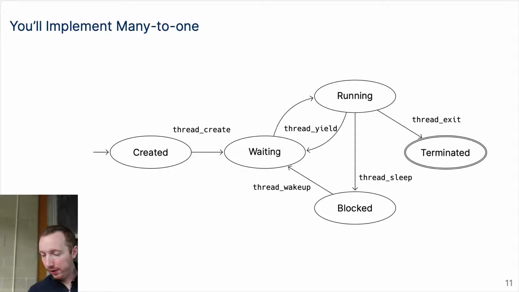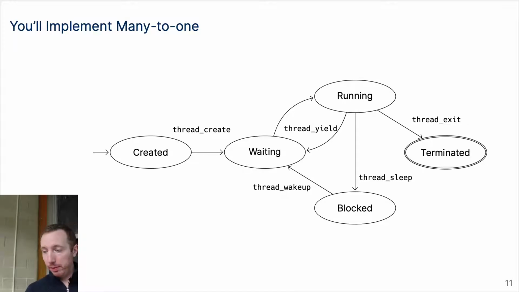So the other transition you'll have to make is from running to block, and then you implement something called thread sleep, which basically makes a thread not runnable anymore, so it can't be transitioned to the running state. And then eventually some other thread will call thread wake up, which will put it back into that waiting queue at the end of the line again.